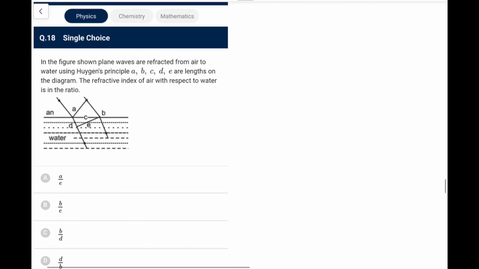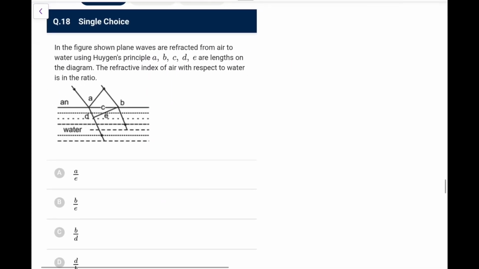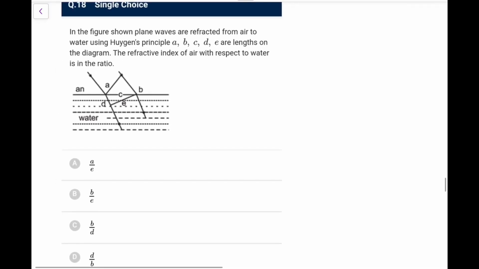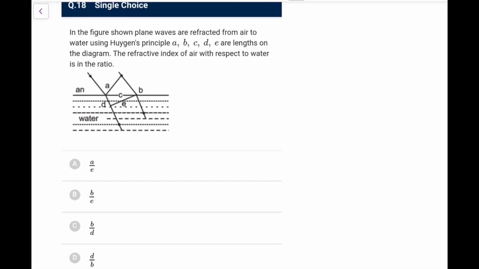Next, go to the next, 18. Now this is a very interesting one. You must have seen by the figure that you have done such questions, I suppose. It shows plane waves refracted from air using Huygens principle. A, B, C, D are lengths of the diagram. The refractive index of air with respect to water is in the ratio.